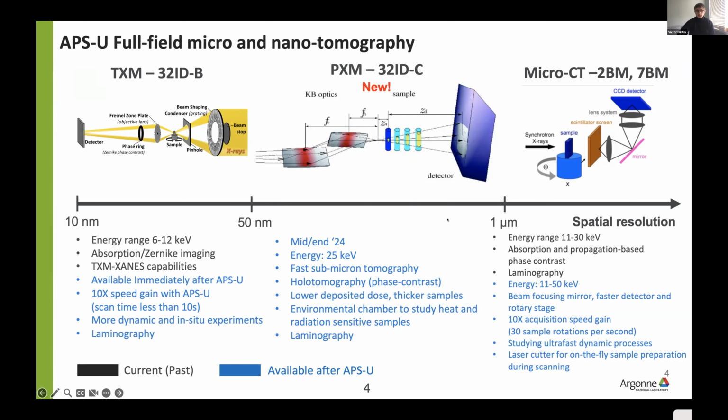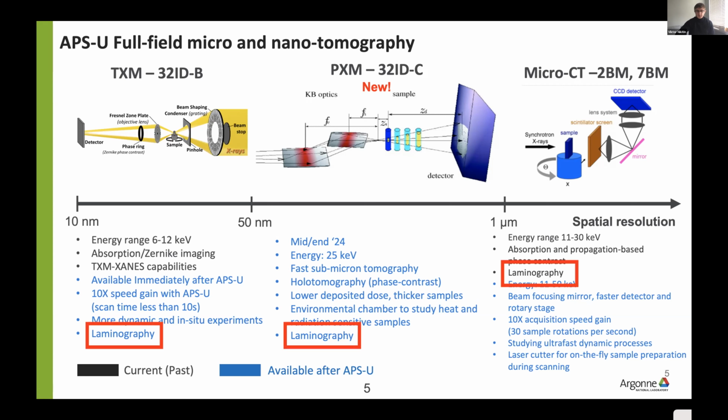And there we will do holotomography, like this phase contrast techniques. So it will be more efficient in terms of the deposition dose in the sample compared to the TXM instrument. And it will also allow us to study much thicker samples compared to the TXM instrument, where we're able to measure only 50 micron samples thick. Okay, so this is like overview.